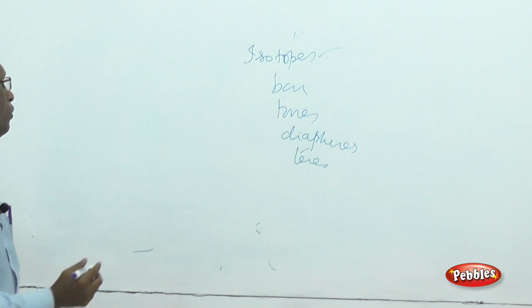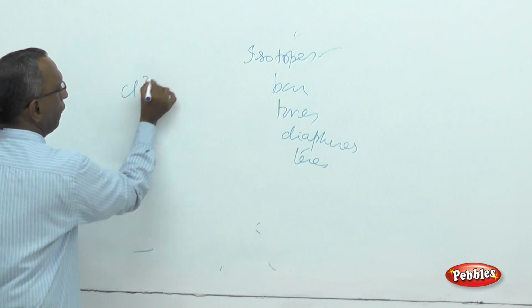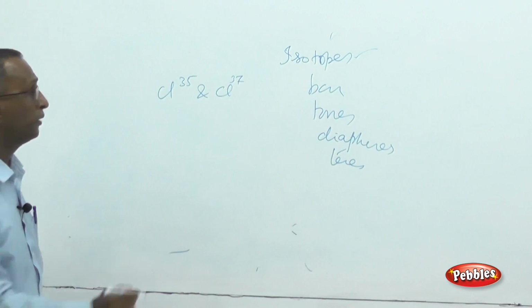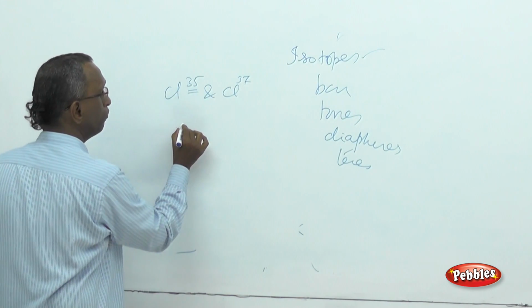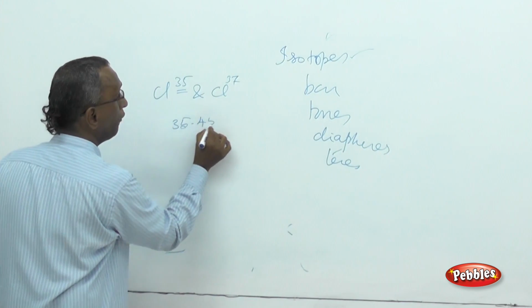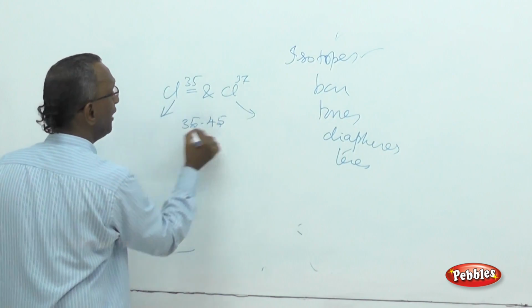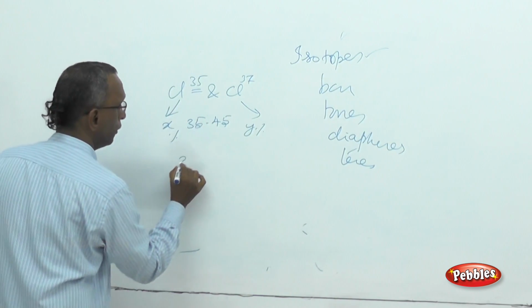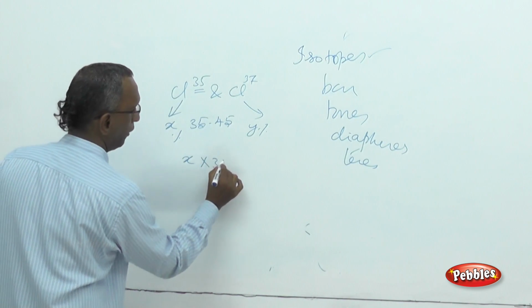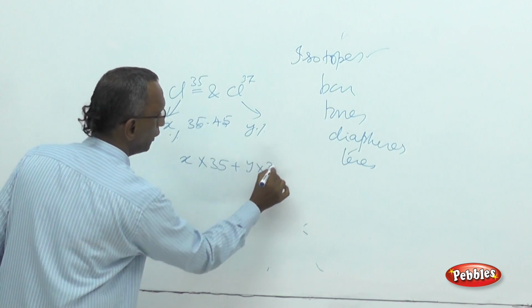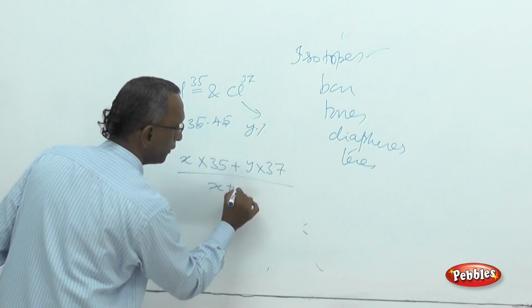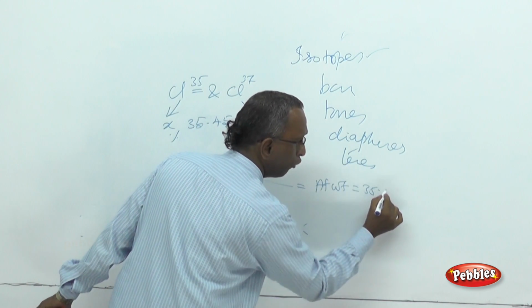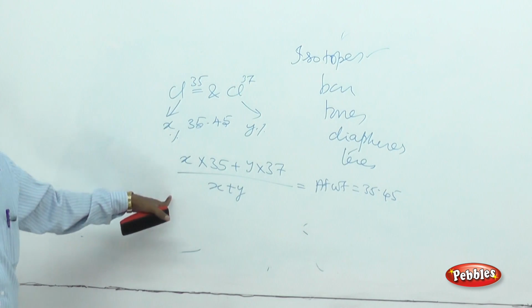Isotopes. So, presence of isotopes. If you have chlorine, there are two types of isotopes: chlorine 35 and chlorine 37. The atomic mass number is 35, but the atomic weight is 35.45 because the percentages are different. X percentage of chlorine 35, Y percentage of chlorine 37. So X into 35 plus Y into 37, total divided by X plus Y, gives the atomic weight, that is 35.45. So 35.45 comes to be in this range.